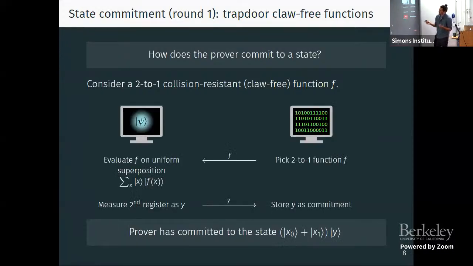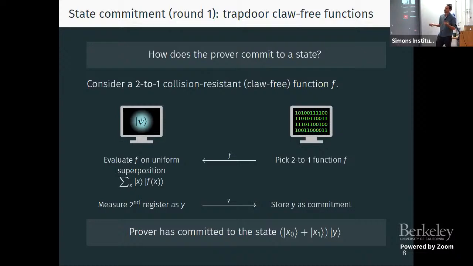And we're going to do the thing that was discussed in the previous talk, where the verifier picks such a function and sends it over to the prover. They evaluate the function on a uniform superposition of the inputs. Then they measure this second register, store that as a value y, and send it back to the verifier. The reason this is really neat is that by measuring this, we collapse onto a uniform superposition of these two preimages, x0 and x1, which we know are cryptographically hard to hold at the same time. But because the verifier holds a trapdoor, they're able to compute the state in full.